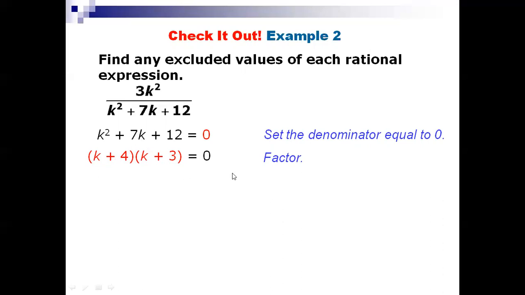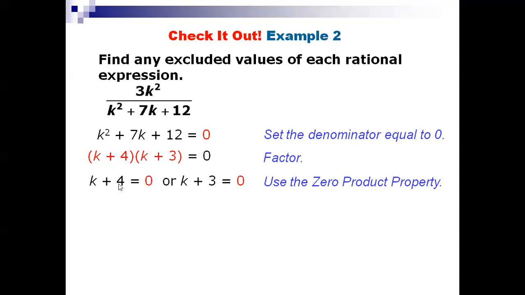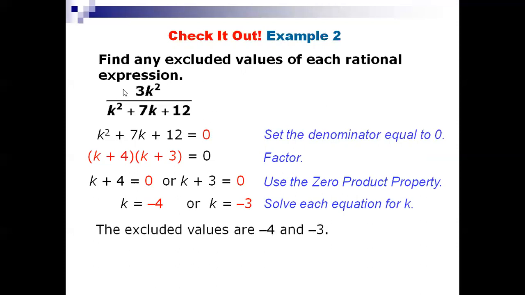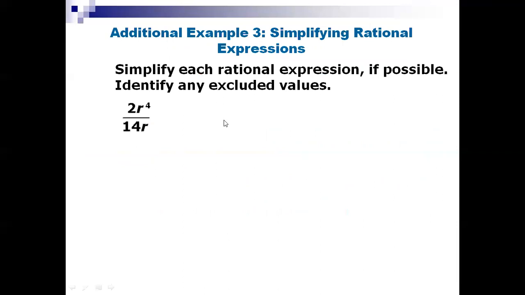After factoring, use the zero product property to solve for k. So k plus 4 equals 0, k plus 3 equals 0. Then solve each equation for k. K equals negative 4, and the other one, k equals negative 3. Therefore, the excluded values of this rational expression are negative 4 and negative 3. So when k is negative 4, the whole expression will be undefined. And when k is negative 3, the whole expression is also undefined. Another example.